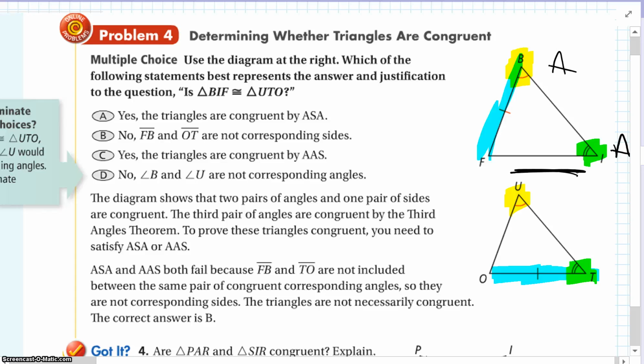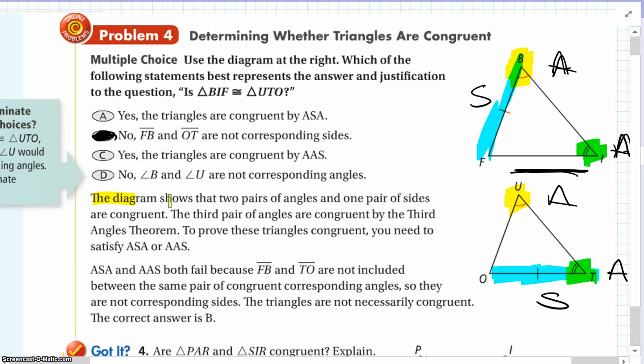I don't have this side proven. I have angle, angle, side. I have this angle, and this side. So I do not have the sides corresponding. So no. The answer is B. No, BF and OT are not corresponding sides.